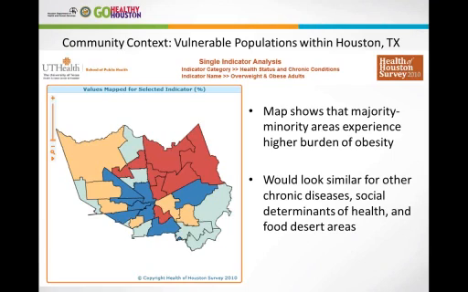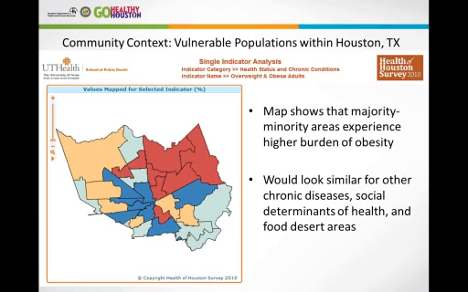So this next slide shows the percentage of residents over the age of 18 who are overweight or obese in Harris County. This is split into 4 quartiles. Red shows the highest, the 25% of the population with the highest rates, followed by yellow, light blue, and then dark blue. And while overweight and obesity are definitely an issue across the city and county, there's definitely a higher burden in the majority minority areas that were shown in the previous map.